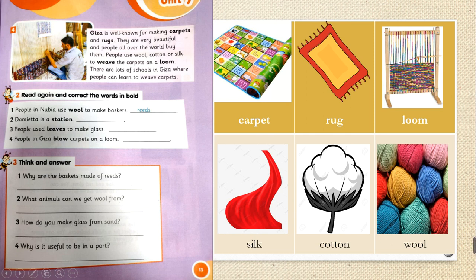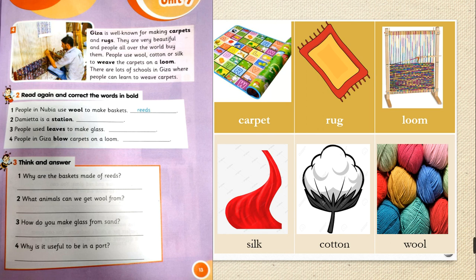Exercise number 2. You have 2 minutes. Try to answer. Okay, check your answers. We have in here wrong words in the sentence. Okay, try to correct them. Like in number 1, people in Nubia use wool to make baskets. No, they use reeds. Excellent.